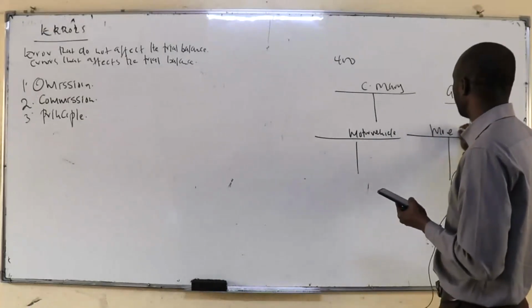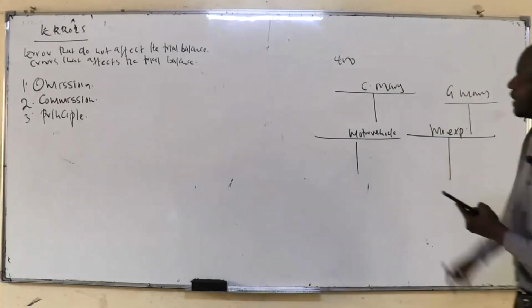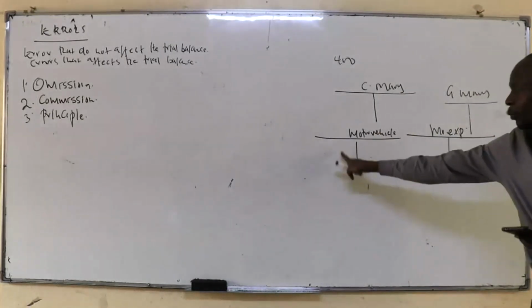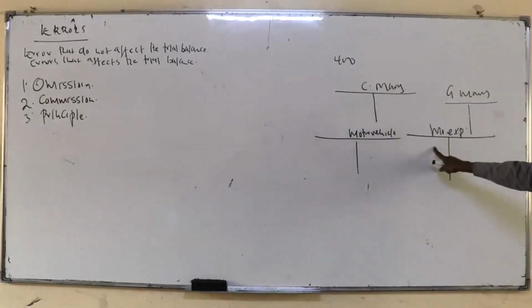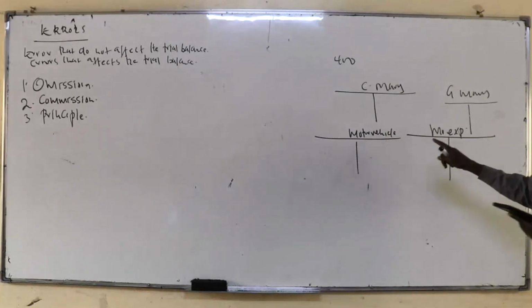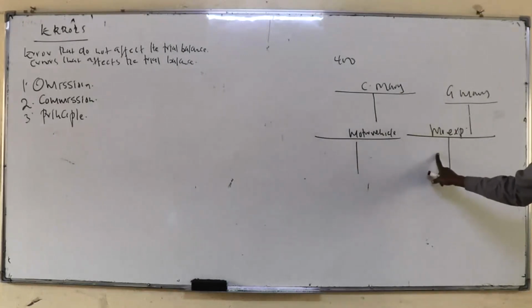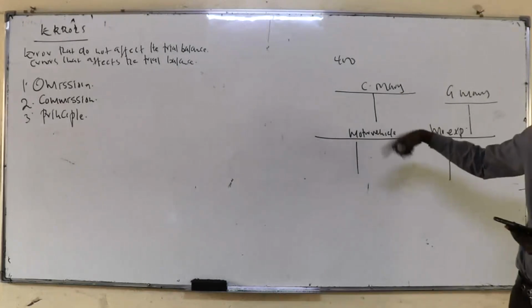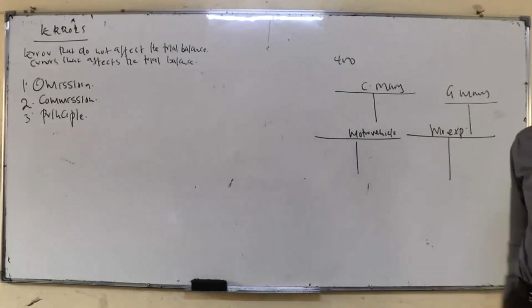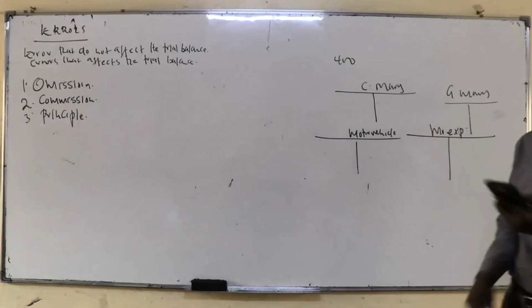Motor vehicle expense. So you buy a motor vehicle, but instead of debiting the motor vehicle account, you debit the motor vehicle expense account. You see, these are different classes. This is an asset account. This is an expense account. That is called error of principle. It is where you post to the wrong account of a different class.